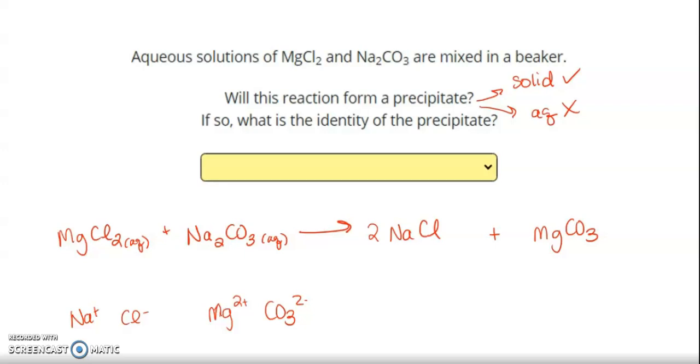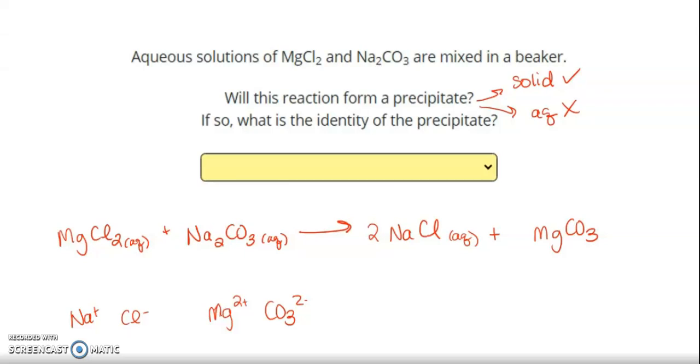Okay, so now we have to figure out what dissolves and what doesn't. Well, the solubility rules say that any compound that has an element in group 1 will be soluble. That means it will dissolve and will be aqueous in water. And Na is in group 1. It's in the first column on the periodic table. That means NaCl will be aqueous. It will dissolve in water. So that's not a solid.